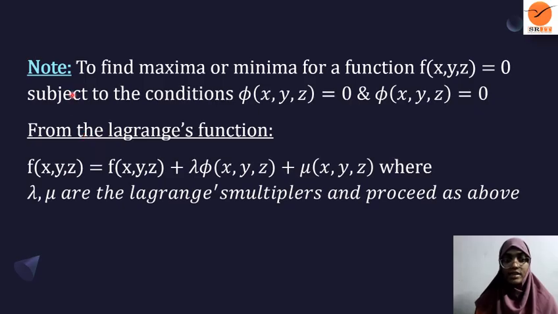And note: to find the maximum or minimum for a function f of x comma y comma z, subject to the conditions phi of x comma y comma z equals 0 and psi of x comma y comma z equals 0, form the Lagrange's function F equals f of x comma y comma z plus lambda phi of x comma y comma z plus mu psi of x comma y comma z, where lambda and mu are the Lagrange's multipliers, and proceed as above.